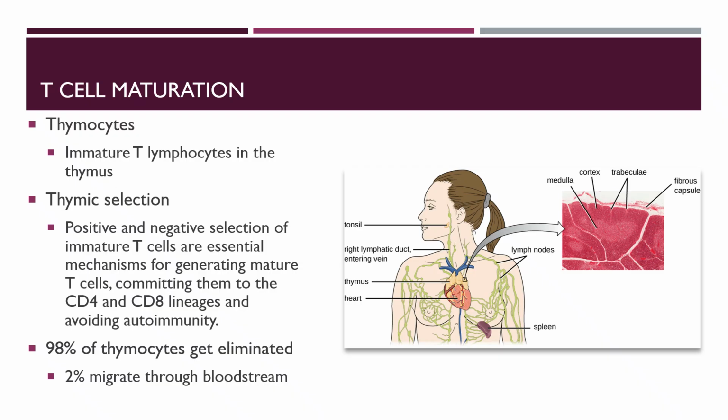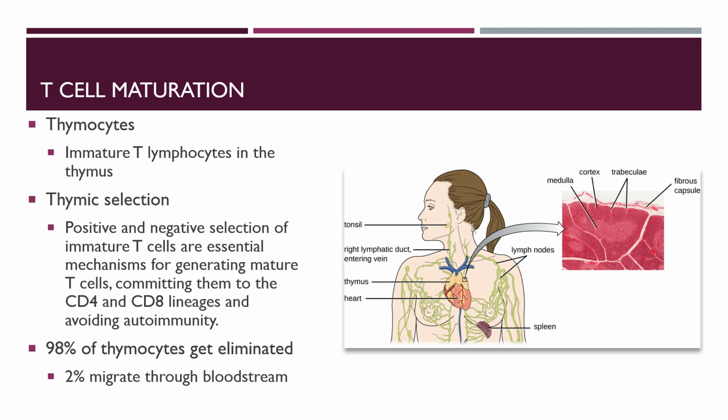Thymocytes are immature T cells, T lymphocytes that are in the thymus. They go through the process of thymic selection. It is a positive and negative selection process of the T cells. This is an essential mechanism that has to happen to generate the mature T cells, committing them to being a CD4 or CD8 lineage and avoiding autoimmunity.